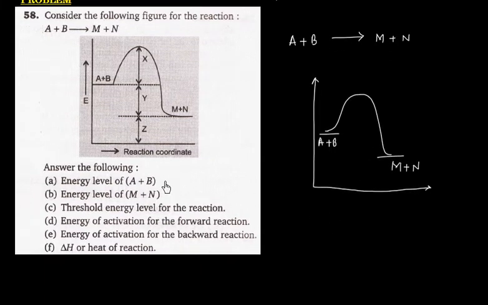Now let us discuss the different parts. So first part says energy level of A plus B. So this level, that is from the x axis, this is the energy level of A plus B, and this value is Y plus Z. Now next is the energy level of M plus N. So this is the energy level of M plus N. From here we can say this energy level is Z.